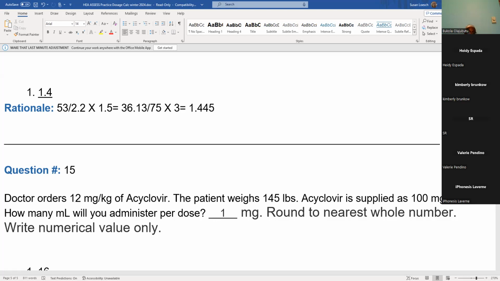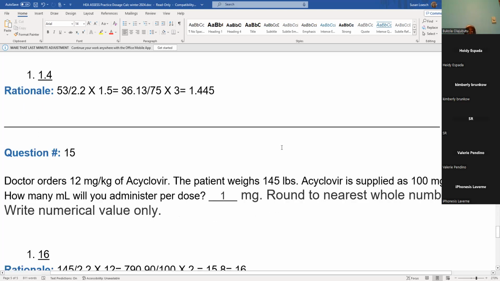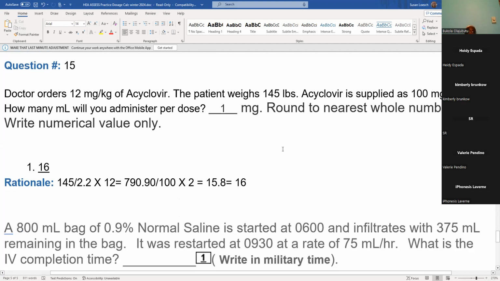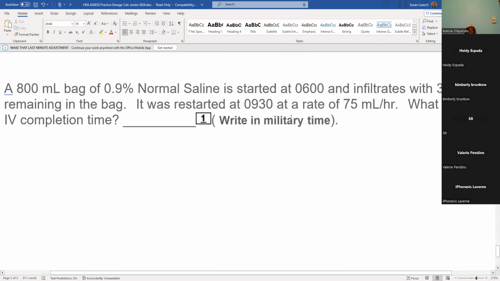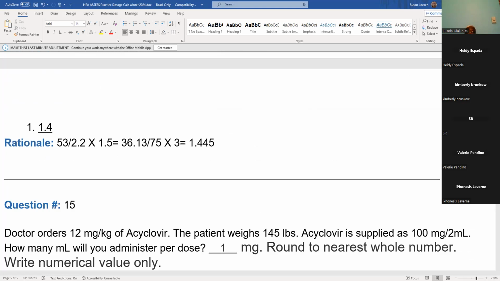Okay, did we get it? What did we get? 16. 16 rock stars. All right, that was it for that one. Any other ones you guys are having difficulty with? No. Well, for me. Anybody?